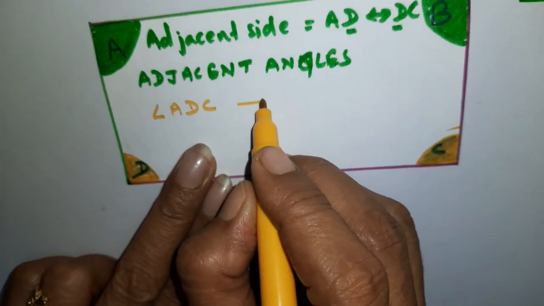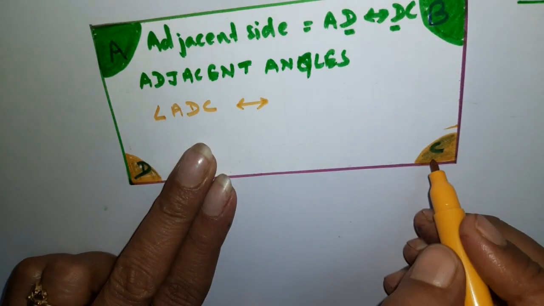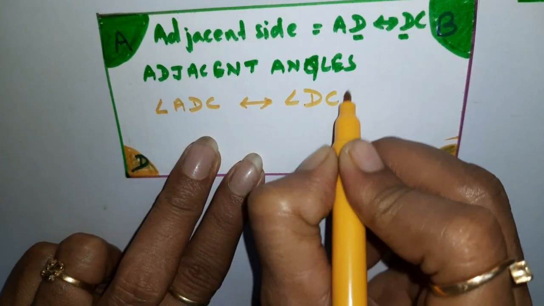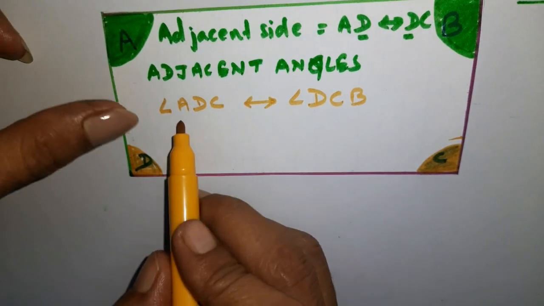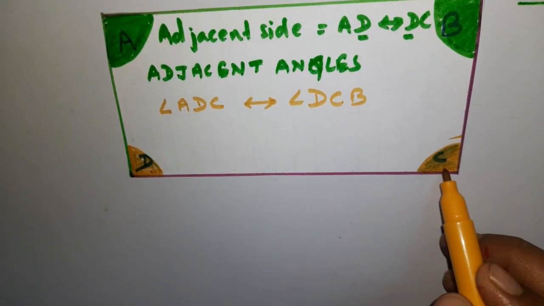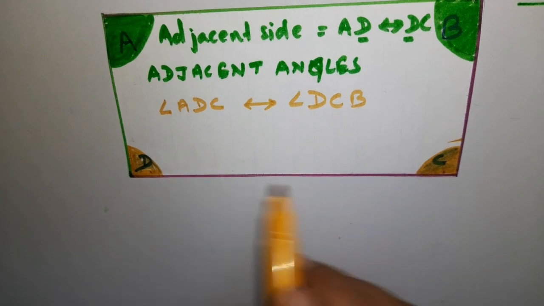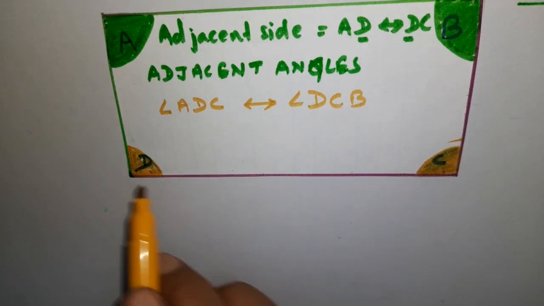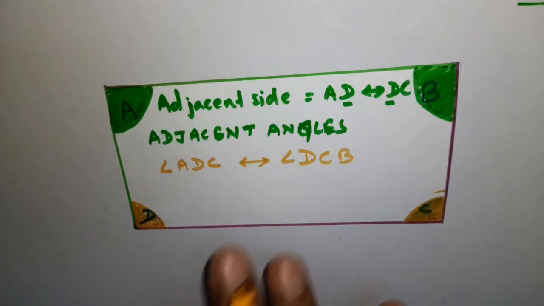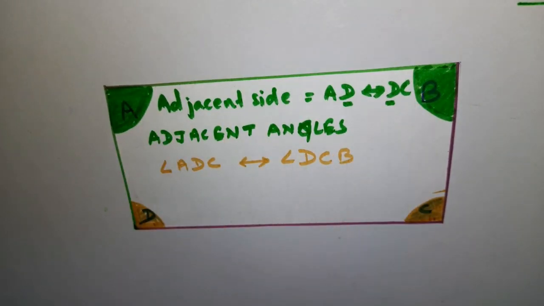Then I'm saying that adjacent to this angle is angle DCB. ठीक है, you can see here, this is angle ADC, this one, and this is angle DCB. These two are adjacent angles. What I am saying is that these two are adjacent angles, and similarly these two are adjacent angles.